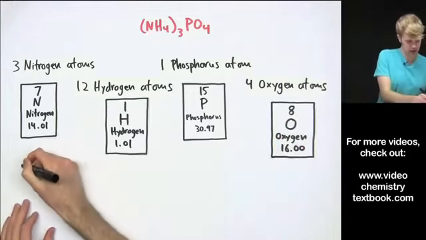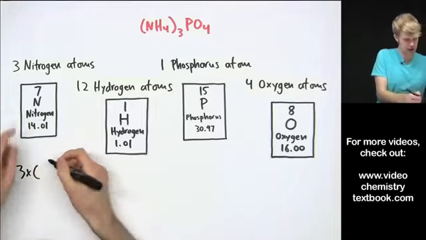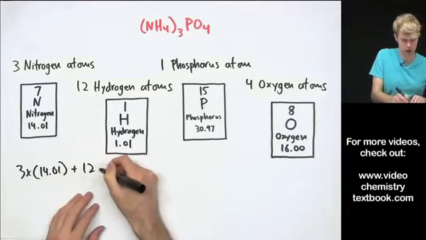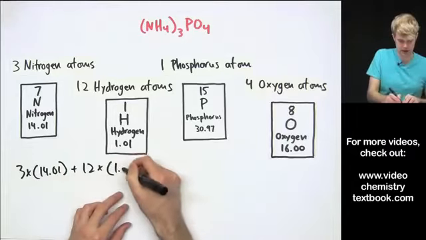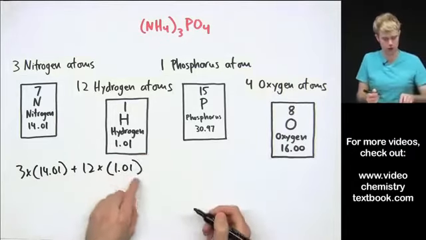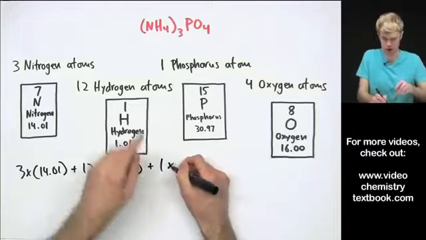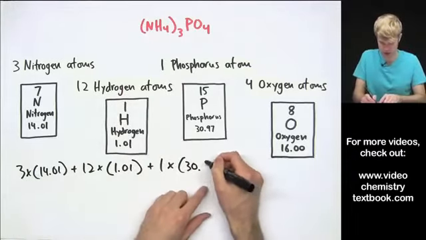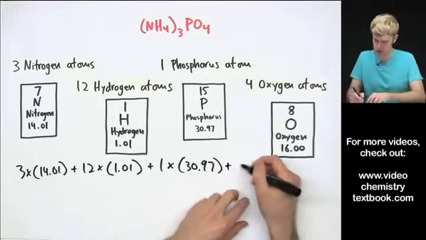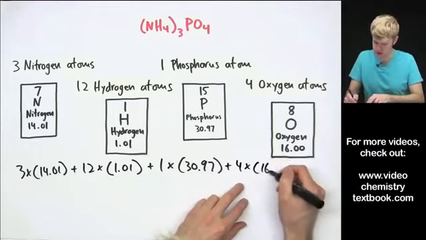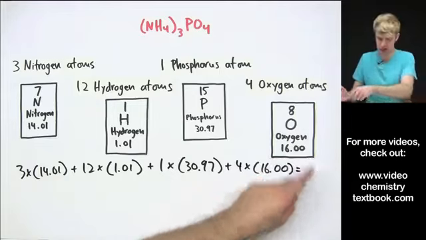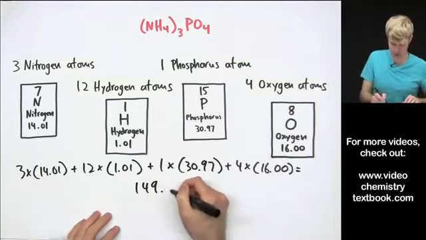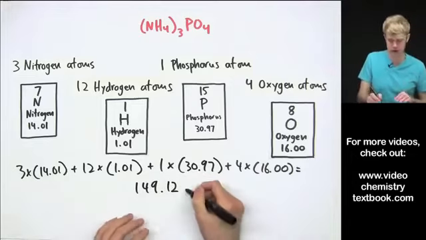And we do 3 times nitrogen, 14.01, plus 12 times how much hydrogen weighs, 1.01, plus 1, because we only got 1 phosphorus, times how much phosphorus weighs, 30.97, plus 4 times 16.00, which is how much oxygen weighs. And we end up with 149.12. What are the units?